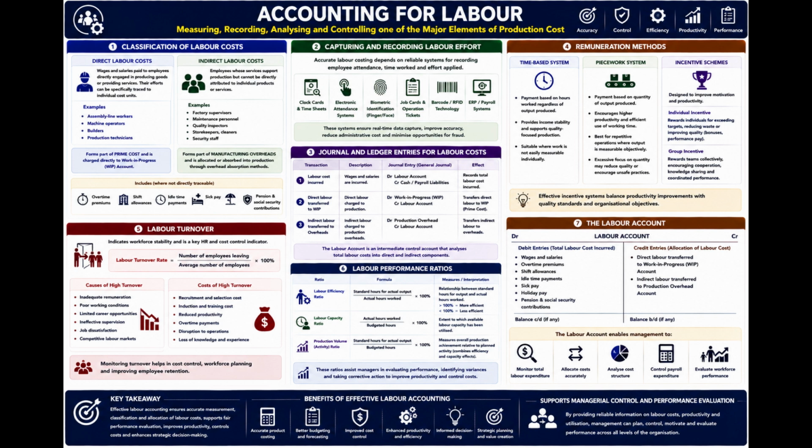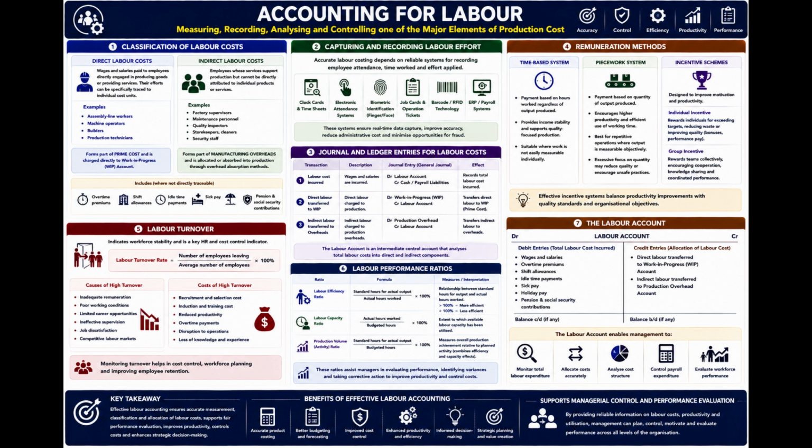A fundamental distinction in labor accounting is between direct labor costs and indirect labor costs. Direct labor consists of wages and salaries paid to employees directly engaged in producing goods or providing services, where their efforts can be specifically traced to individual cost units. Examples include assembly line workers, machine operators, builders, and production technicians. Direct labor forms part of the prime cost of production and is charged directly to work-in-progress accounts.